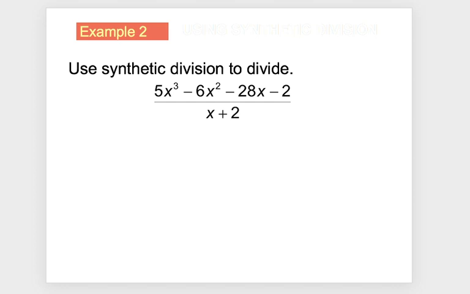I'm going to erase this. We're going to put the coefficients in here. The coefficients are 5, negative 6, negative 28, and negative 2. Those are the coefficients with the constant. Then what's going to go outside? Notice here how it's x plus 2. We're now going to make it minus 2. That's the only difference here.